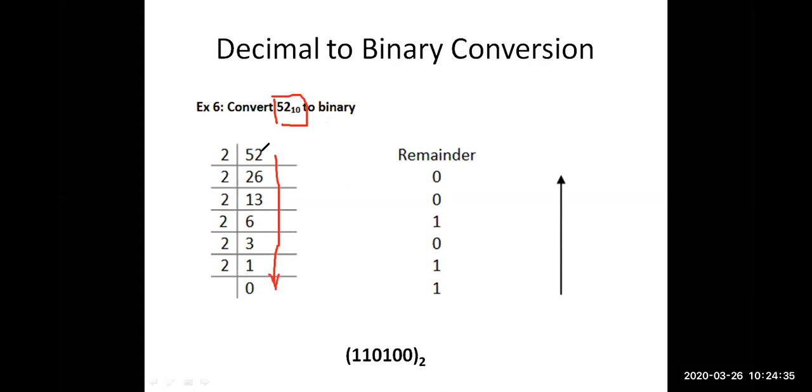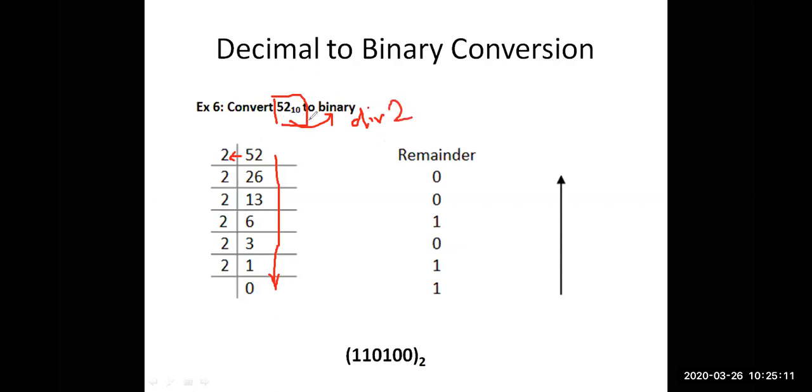So 52, first of all we'll divide this 52 by 2 because we want to convert a decimal number into a binary number. When we convert decimal to octal, we should divide by 8. When we want to convert decimal to hex, we should divide it by 16. So remember this: whenever we want to convert any number from decimal to binary, we should do successive divisions. Divide by 2.